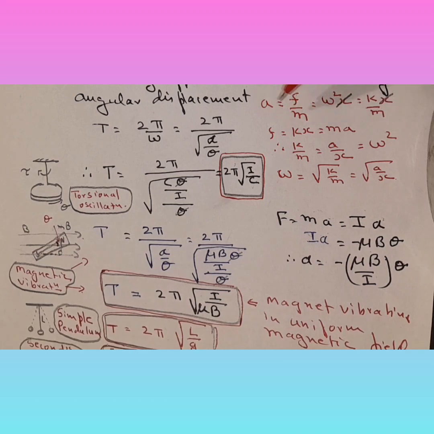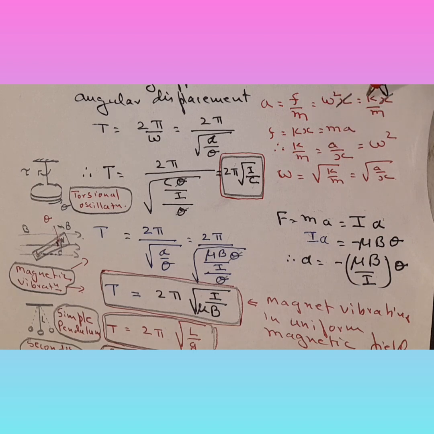Now just to recap, a is equal to F over m, and a is also equal to ω² x, which is equal to kx over m. x goes away, so ω² is equal to k over m. Since ω² is equal to k over m, and F is equal to kx is equal to ma, so k over m would be a over x.